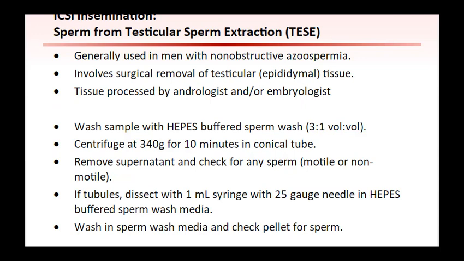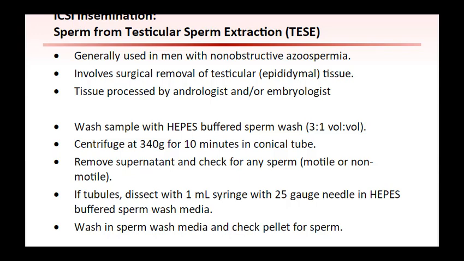Sperm for ICSI from testicular sperm extraction, or TESE, samples is complex. The sperm must be extracted from the seminiferous tubules and/or testicular tissue prior to use for ICSI and/or freezing. The samples usually contain blood, so initial washing with sperm wash media containing HEPES is needed.